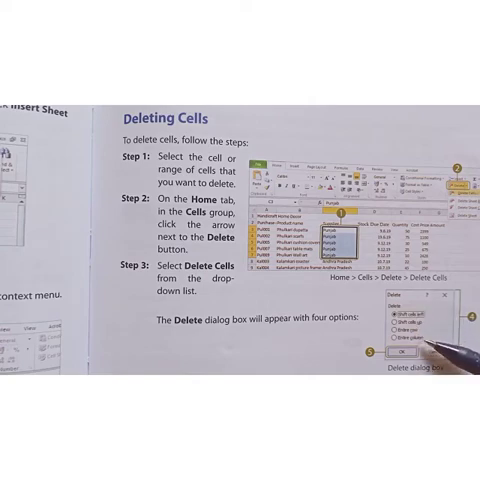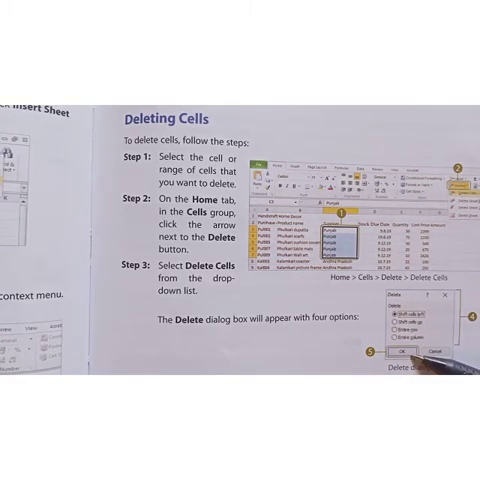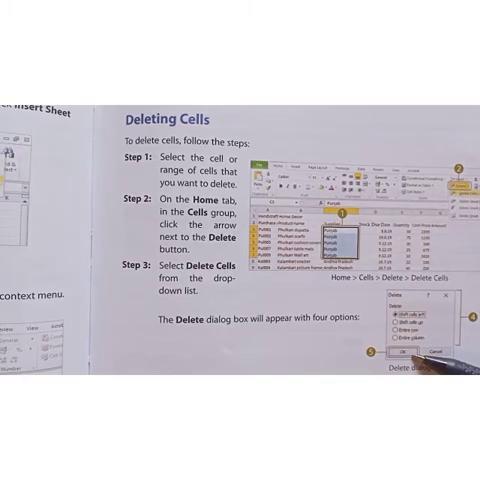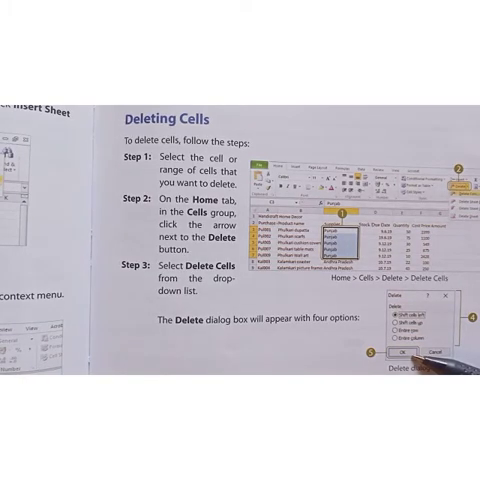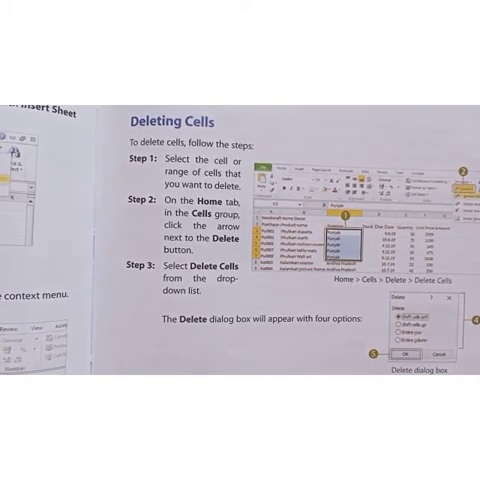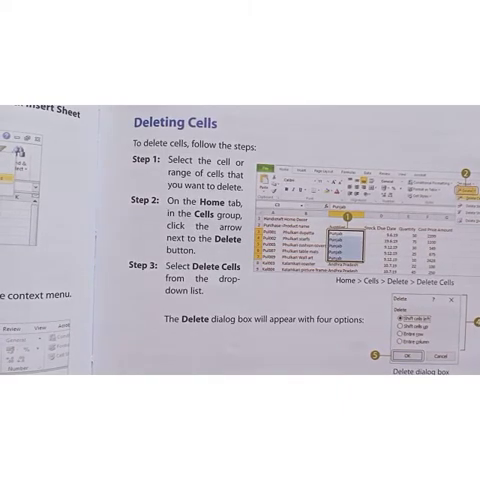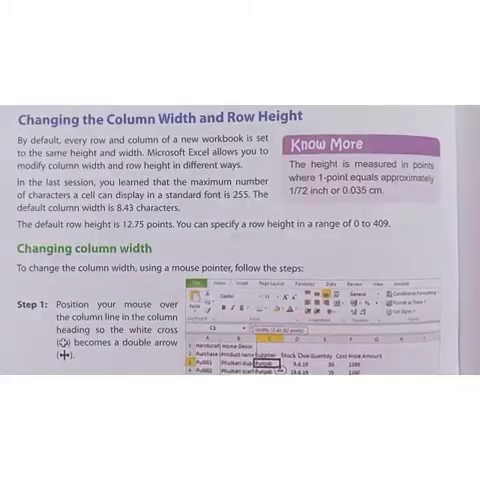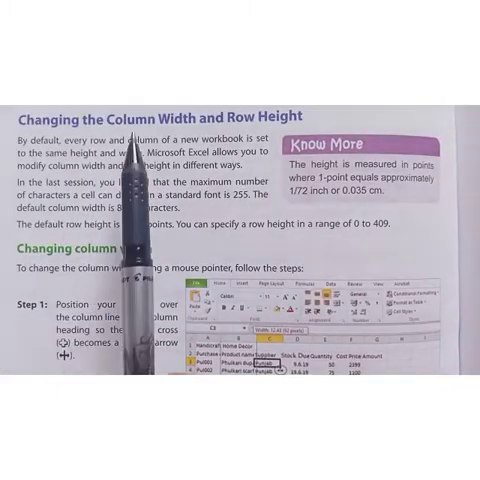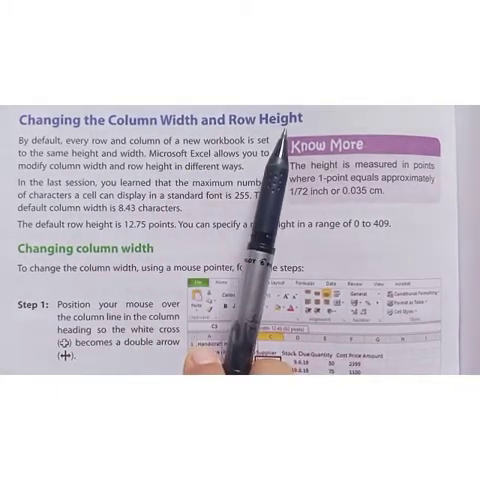So out of these four options, whichever option is applicable to your situation, you will click on that respective one and then finally click on OK. The deletion will be done as per your choice, as per what you have chosen from this dialog box. Now another feature is changing column width and row height.